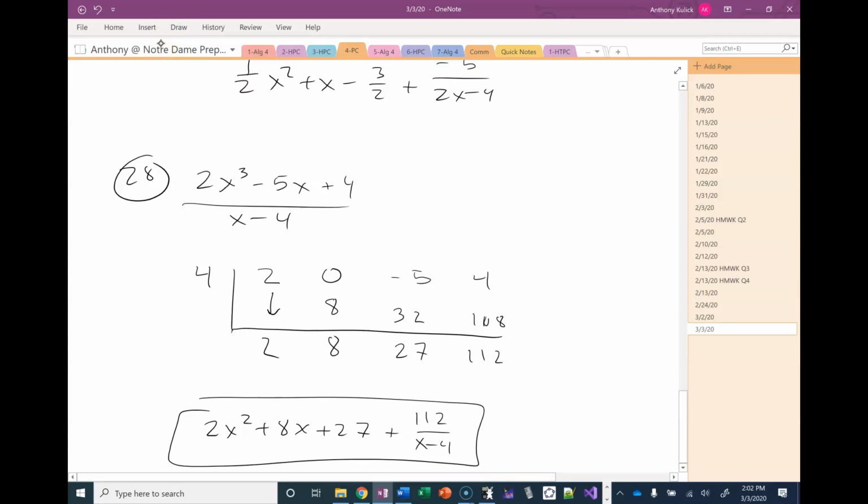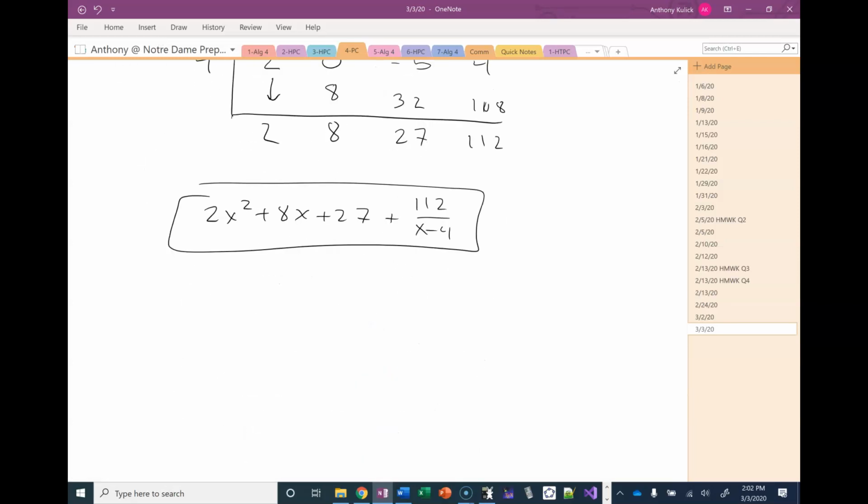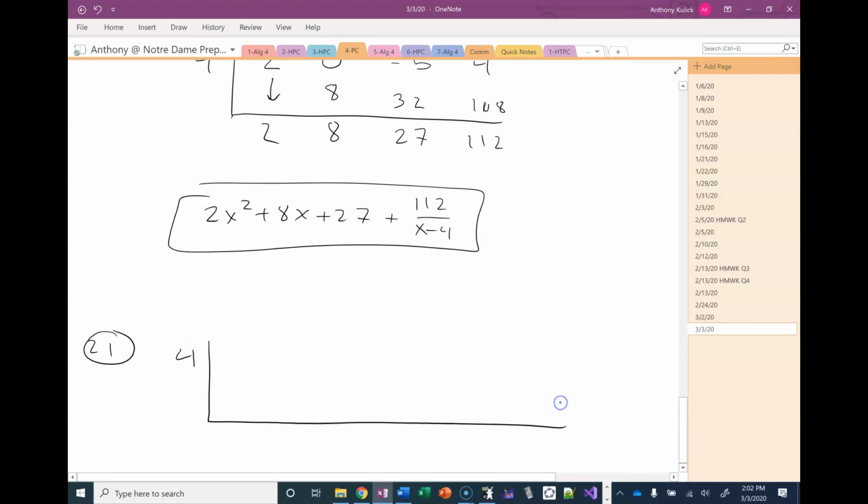Danny? Can I ask you? Yeah, of course you can. Could you do 21? Sure. So it says, use the remainder theorem in order to evaluate the specified value of the function. So it says g of 4. So all I'm going to do is put 4 on the outside and do this just like I would a synthetic division problem.